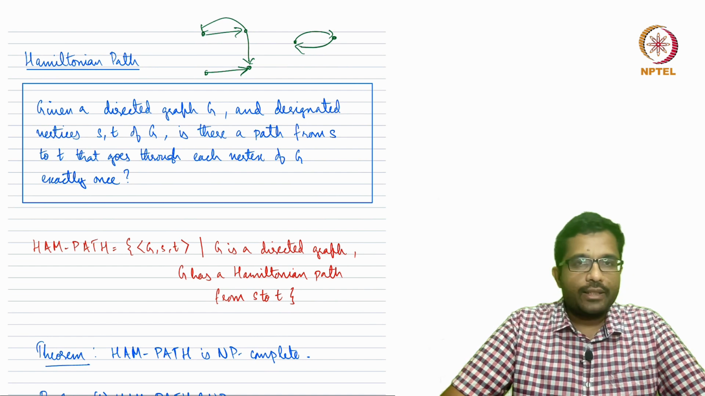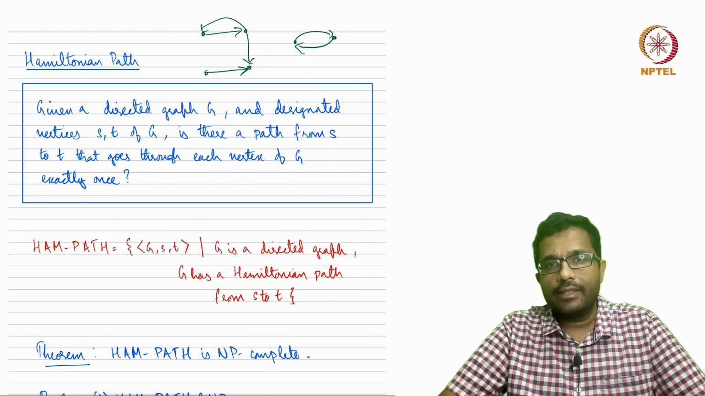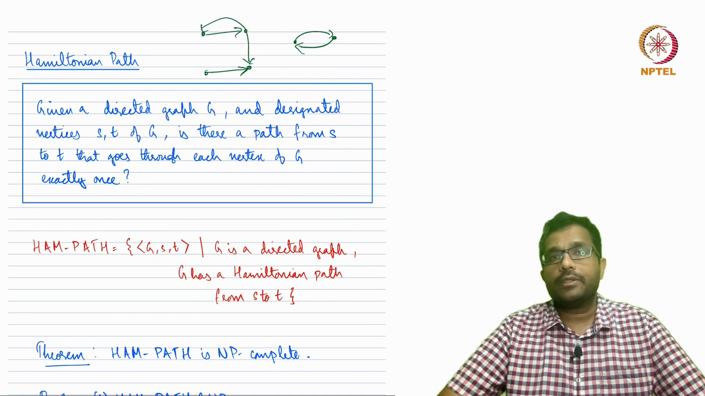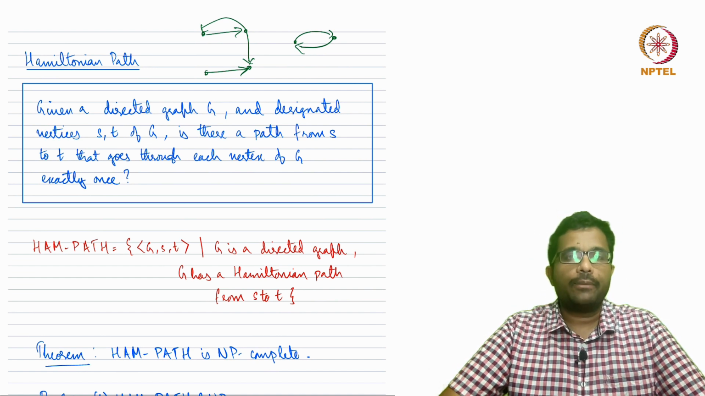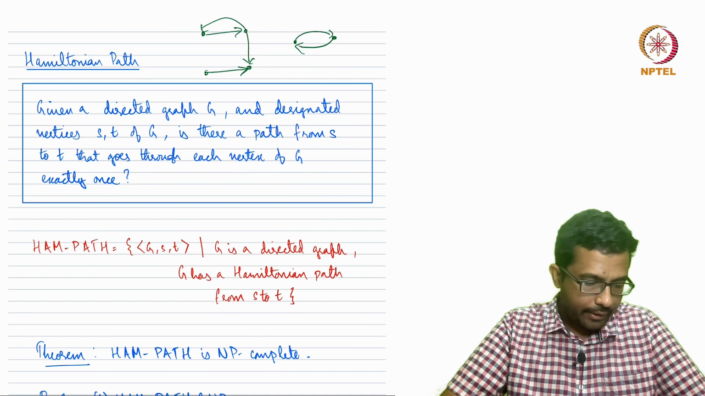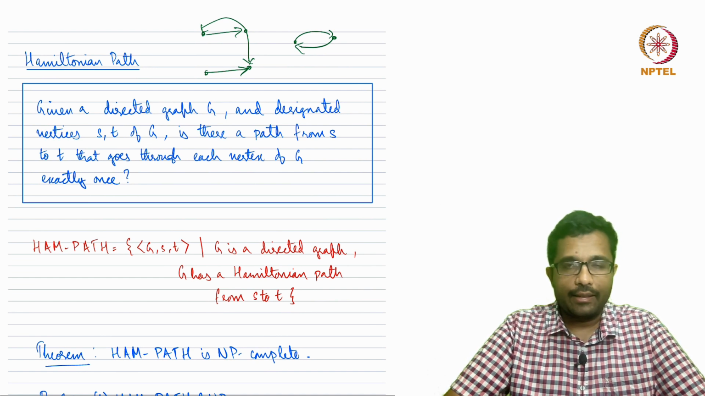Hello and welcome to lecture 53 of the course Theory of Computation. In the previous lecture, we saw two NP-complete languages, clique and vertex cover, which are both based on graphs. In this lecture, we are going to see yet another NP-complete problem called Hamiltonian path. Another difference in this lecture is that we are going to be talking about directed graphs.